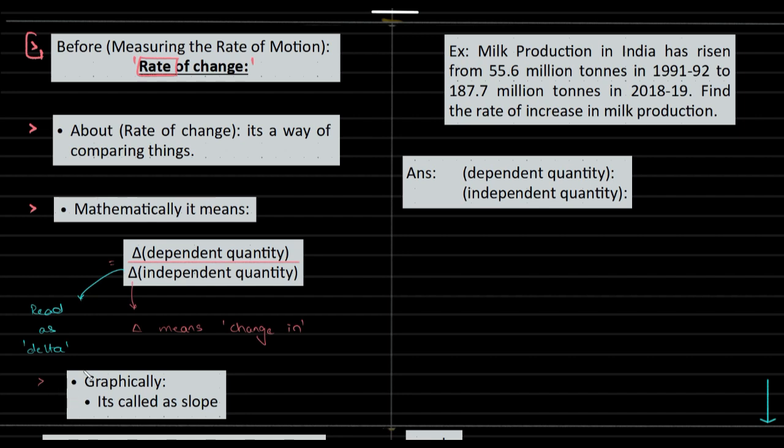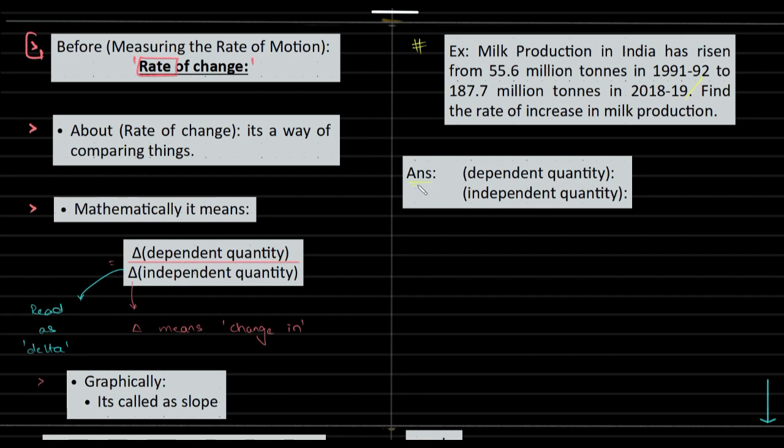So what does a slope mean? That you'll understand in time. So first we'll have a look at an example. The milk production in India has risen from 55.6 million tons in 1991 to 187.7 million tons in 2018-19. Find the rate of increase in milk production.